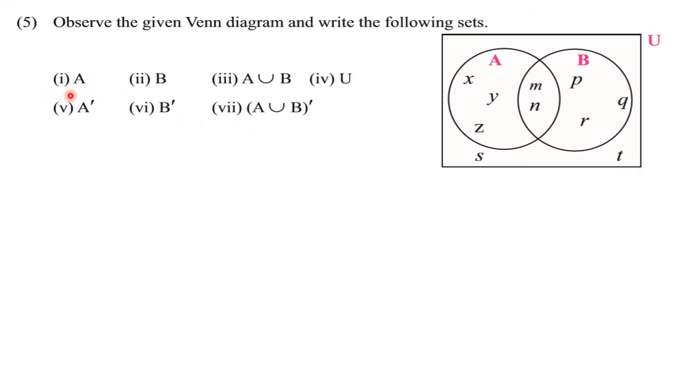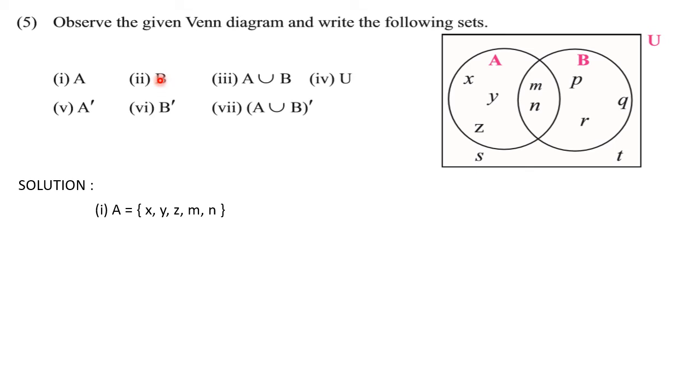First of all, we have to write down A. That means see this circle. Write down all the elements from this which denotes set A. So set A you can write like this. The elements are X, Y, Z, M and N. You can write in any sequence. You can write down MN first, then X, Y, Z, your choice. You know that the sequence is not important, but writing each and every element is important.